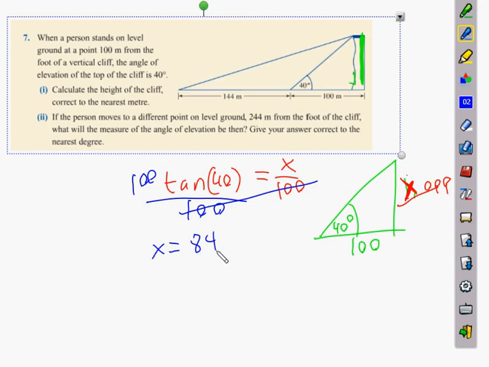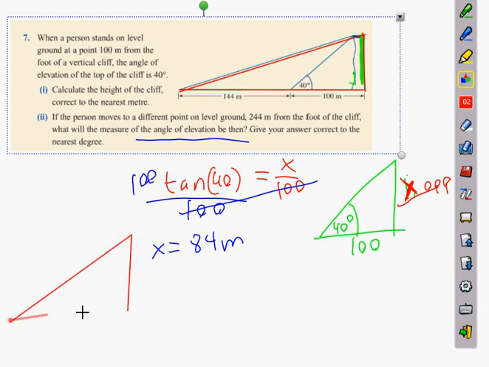84. Okay, meters. If the person moves to a different point on level ground, 244 meters from the foot of the cliff, what would the angle of elevation be then? So he goes all the way back. So if you're looking at this, we're going to use this triangle here. Just draw it over here. We have 244 on the bottom. We know that the height is 84 and we need to find out the new angle of elevation.